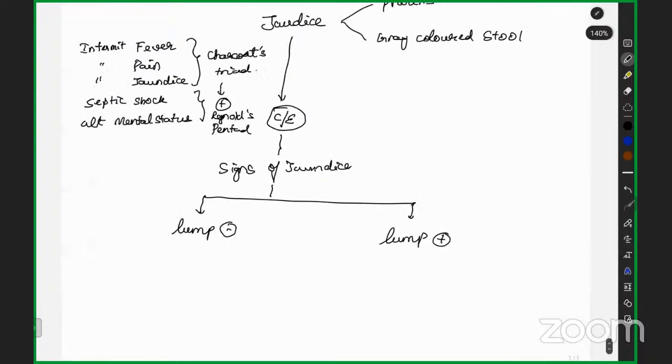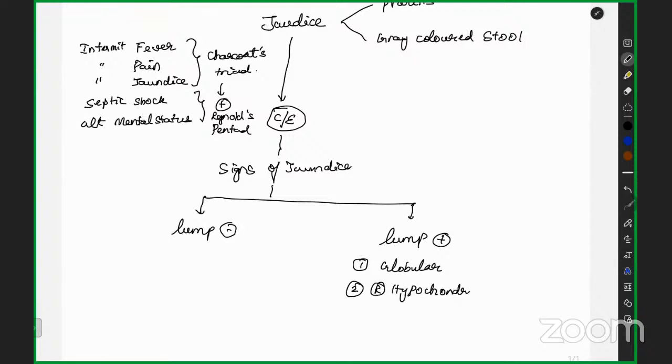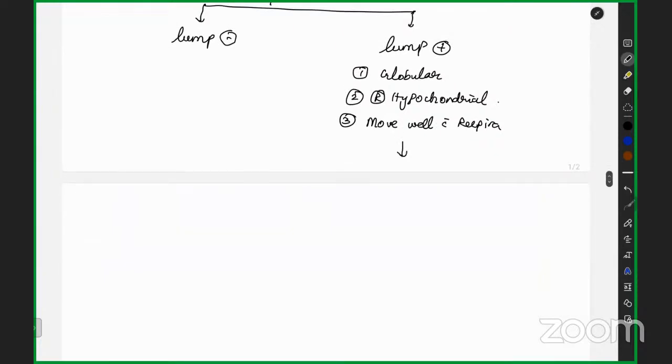Now, how does this lump look? I am the examiner. I am examining the patient and telling you that there is a lump. It is globular in shape, and it is present in the right hypochondrial region. And it moves well with respiration. This is the typical finding I'm going to tell you. And I'm also going to have jaundice in this patient.